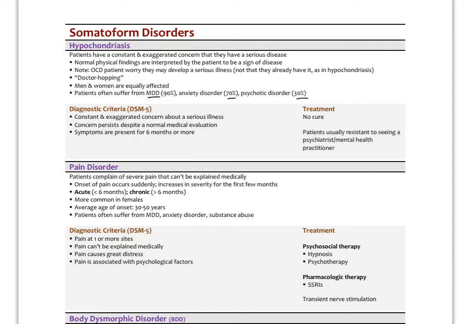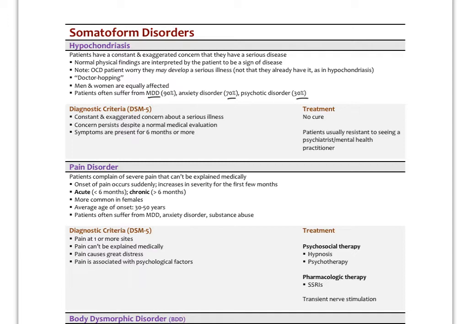The criteria here are constant and exaggerated concern about a serious illness. The concern persists despite a normal medical evaluation and reassurance, and the symptoms are present for more than 6 months. No cure. The patient is usually resistant to mental health consults and referrals to psychiatrists, etc. So this is where often we just use a strategy of reassurance. I think, again, talking about the organ processes in a more functional way can be helpful, and that gives them something to focus on, and we can direct treatments in that direction.